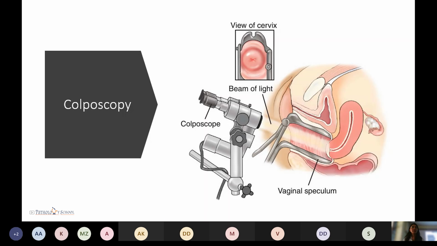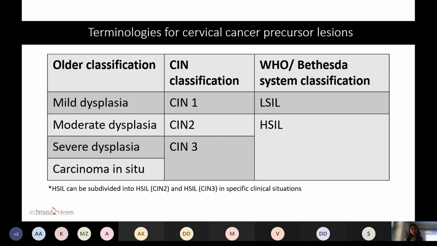Colposcopy is a medical diagnostic procedure through which we can visualize the cervix, vulva, and vagina. It is used in order to diagnose as well as treat the precancerous lesions.